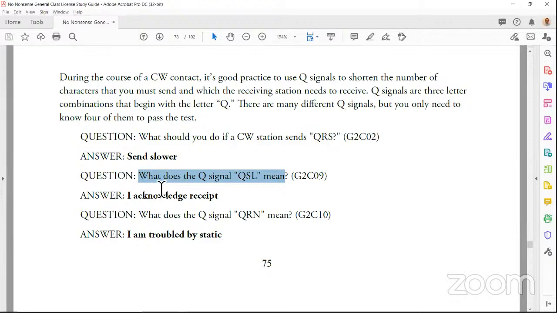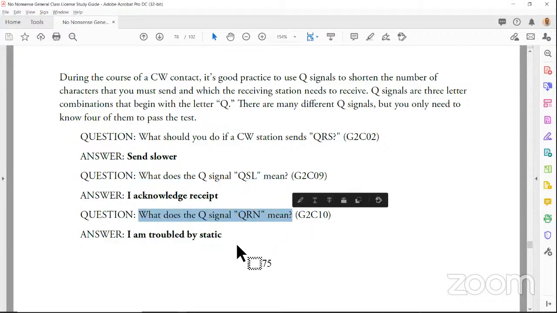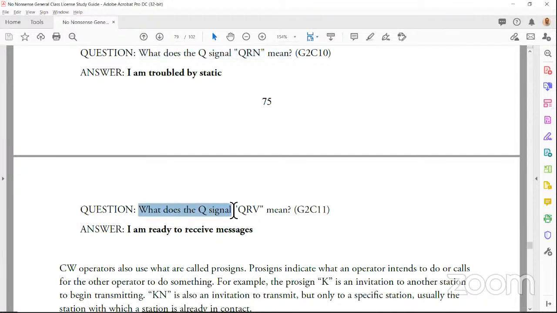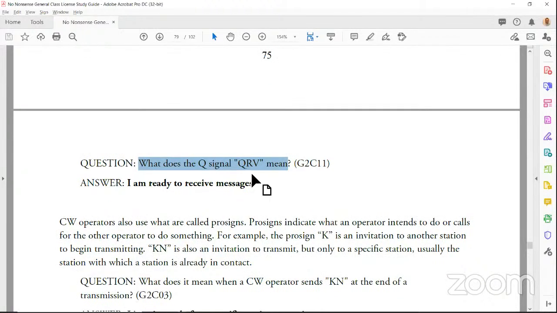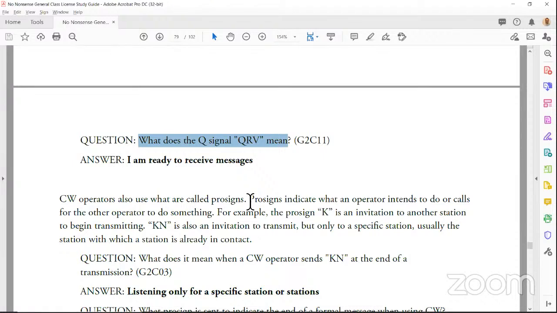What does the Q signal QSL mean? It means I acknowledge receipt. Next question. What does the signal QRN mean? It means I am troubled by static. A little tip: N for noise, so you could try to remember it that way. Static is noise. And the last one. What does the Q signal QRV mean? It means I am ready to receive messages. Remember we said V, receive. All right, a little way to remember.